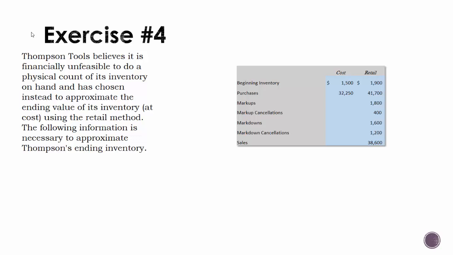They had markdowns, sales intended to push inventory. They marked down their inventory by $1,600. They didn't move all the inventory before the sale ended, so they canceled $1,200 of those markdowns, and they had $38,600 worth of sales during the period in total.